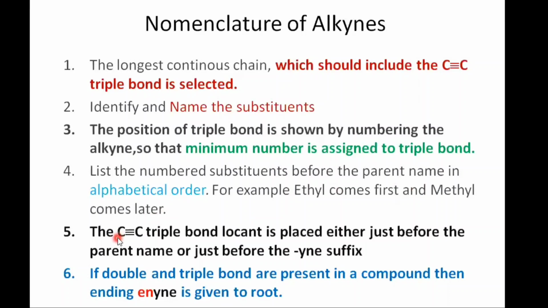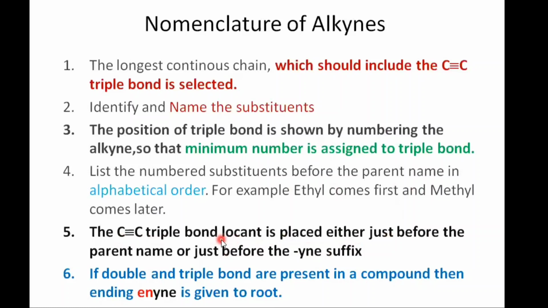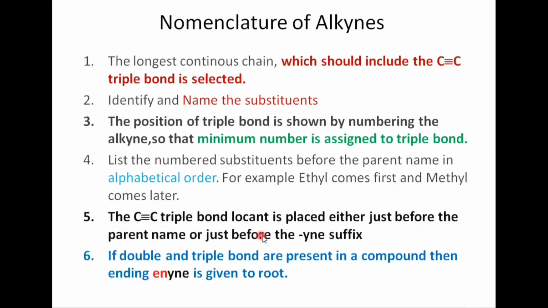So the fifth important point is that the carbon-carbon triple bond locant is placed either just before the parent name or just before the -yne suffix. So we can write the name of the alkyne in two ways. The first way is that we can write the locant before the parent name, or just before the -yne suffix.